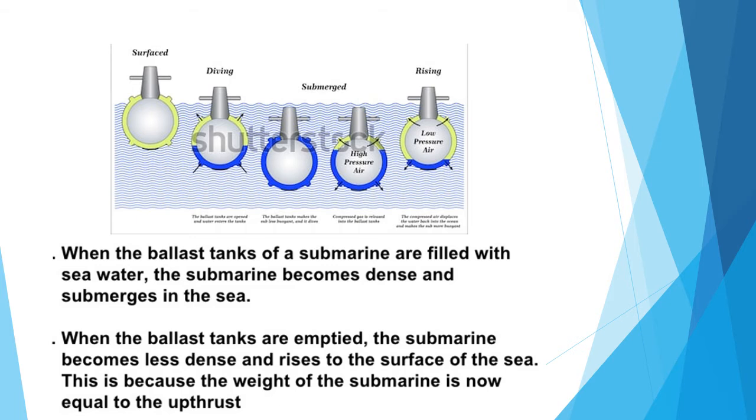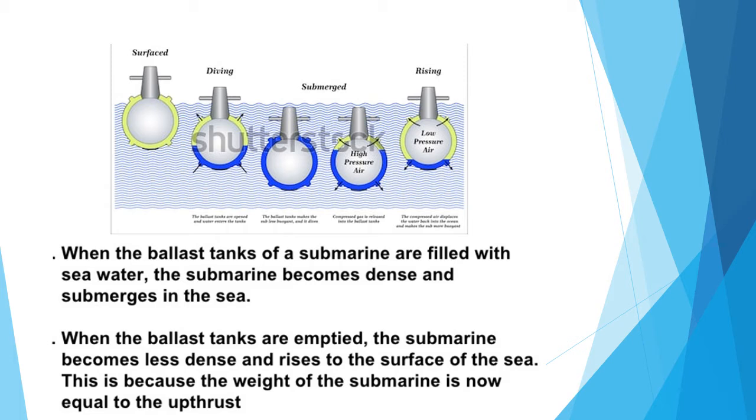Okay. So now we're going to use this Archimedes principle in the submarine. First of all, you look at the diagram. So at the surface of the water, you can see the submerged, the yellow color area. This is the ballast tank. Okay, so this ballast tank is empty. There is no water inside that.